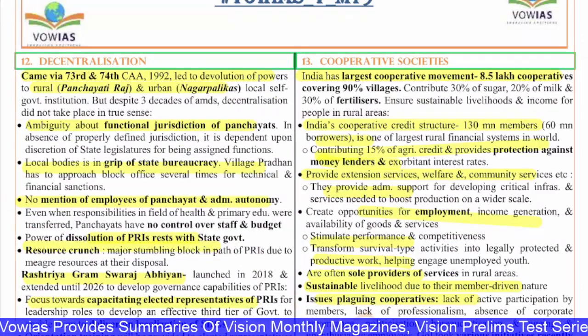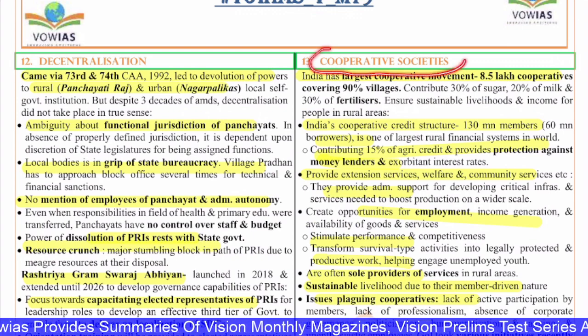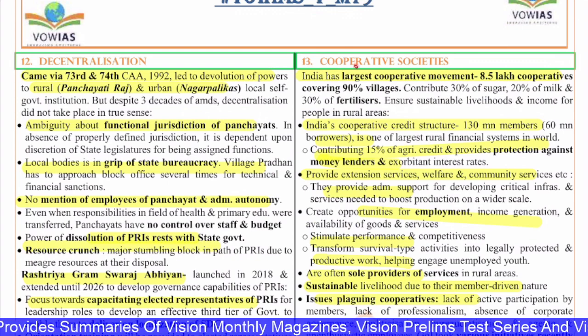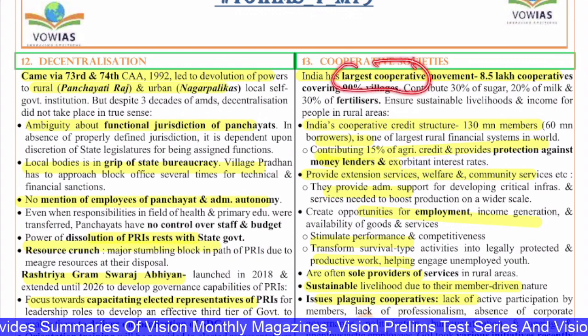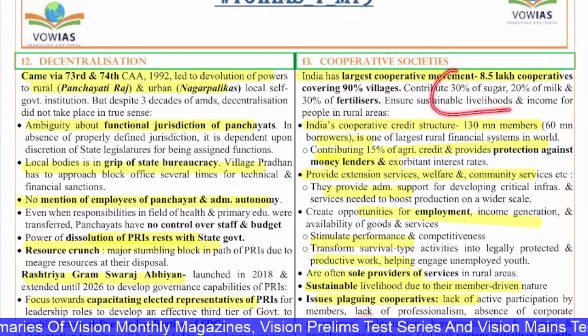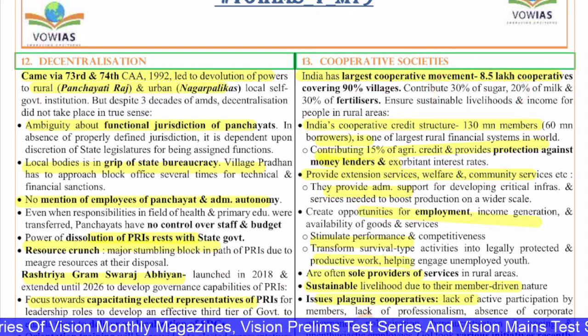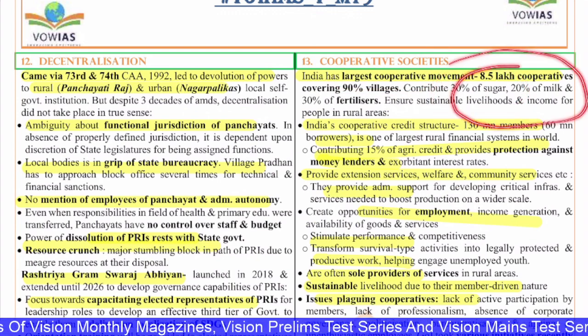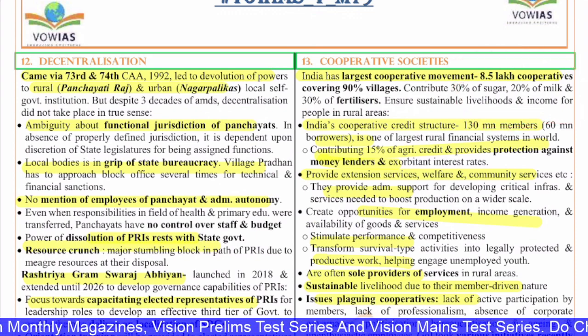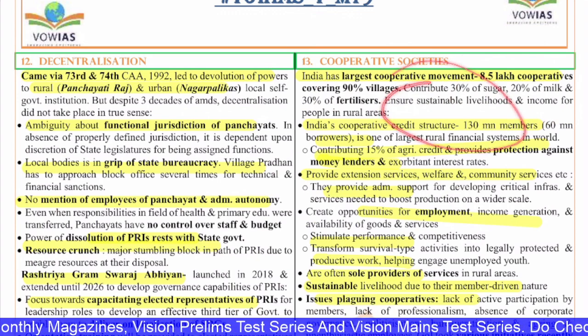The next question, the 13th question, is on cooperative societies. India has the largest cooperative movement. 8.5 lakh cooperatives cover 90% of villages. They contribute 30% of sugar, 20% of milk and 30% of fertilizers. They ensure sustainable livelihood and income for the people in rural areas.